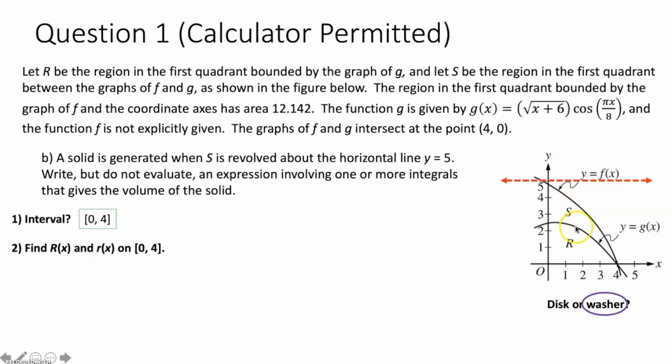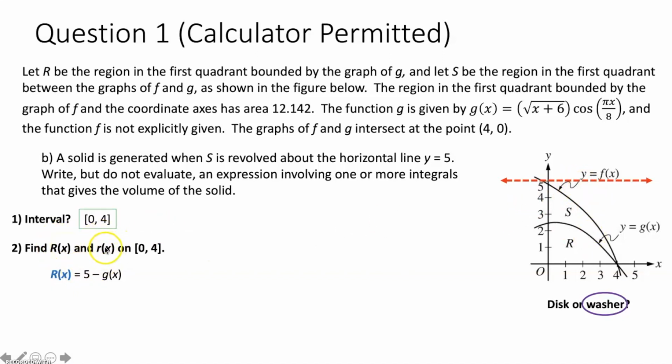In this case, that would be this function right here, g of x. So what is the distance between our axis of revolution and g of x? Well, we take whatever is greater and subtract whatever is lesser. In this case, our axis of revolution is greater than our function g of x. So in order to find the distance between these two, we would take our axis of revolution, 5, and subtract our function, g of x. That would give us.